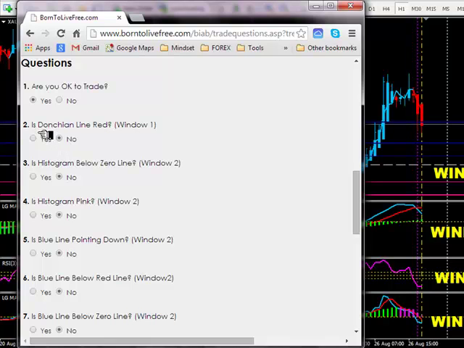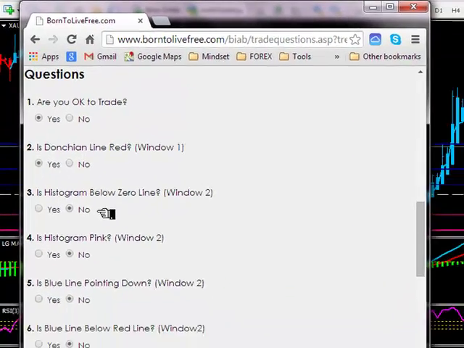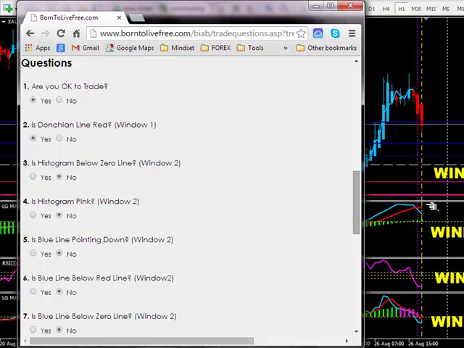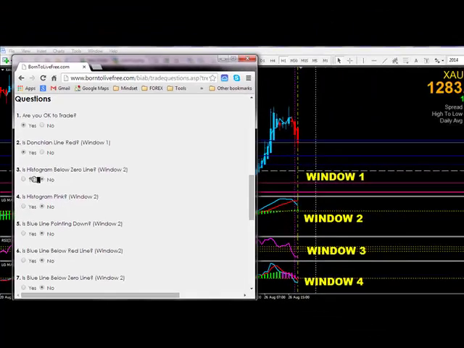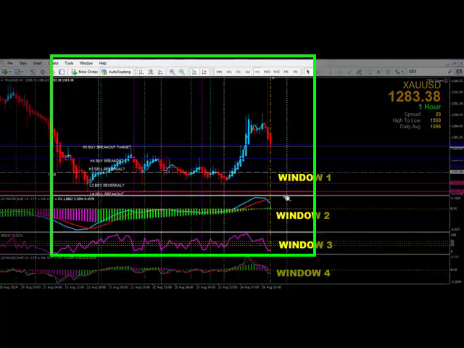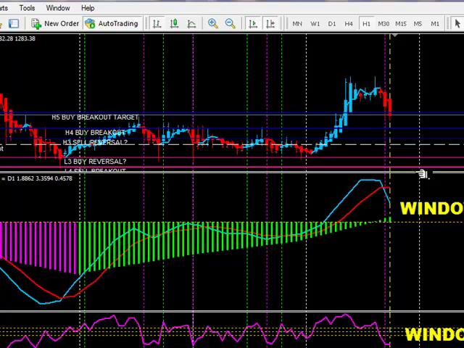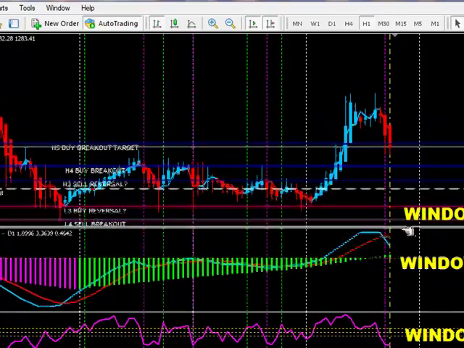2. Is the Donchian line red? Yes. 3. Is the histogram below the 0 line in window 2? No. Now, just on this one, if you're not quite sure, there's a couple of things you can do to make it clearer. 1, you can make it larger, and you can see that it's clearly above the 0 line.